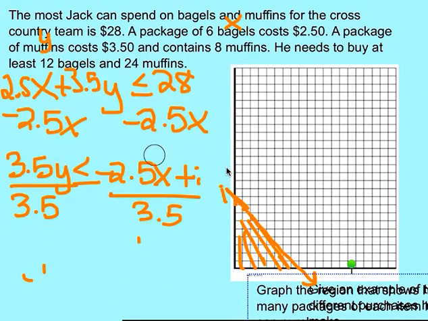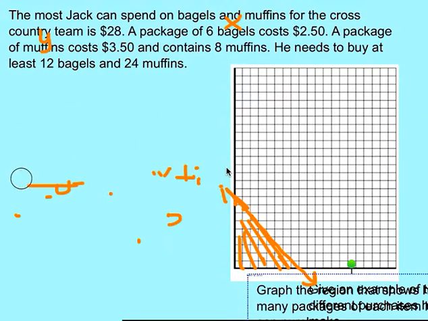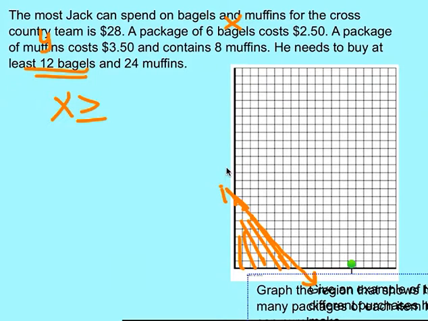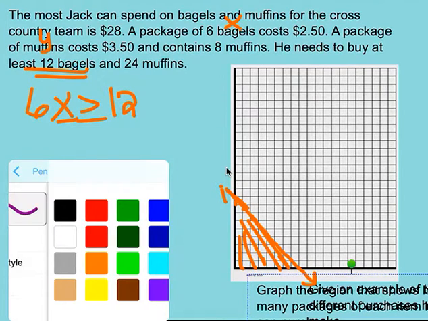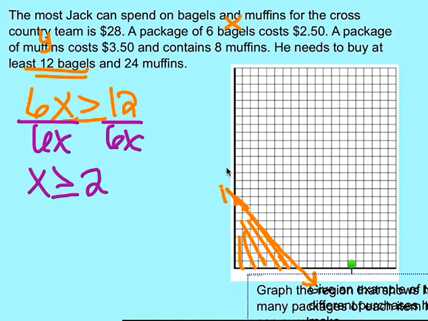We're actually going to end up having 3 equations for this one. So now we need to figure out how many muffins and bagels we need to get. It says here that he wants to have at least 12 bagels. That means that if he had more bagels, he would be a very happy cross-country member. So he needs to have at least 12. For every X package of bagels, we're going to get 6 of them. So what we're going to do is divide both sides by 6. So then I get that x is greater than or equal to 2.